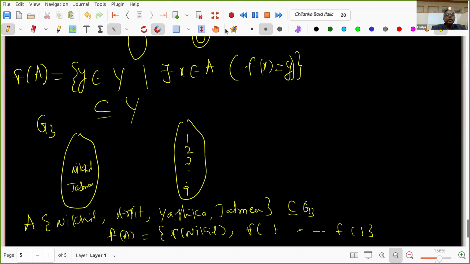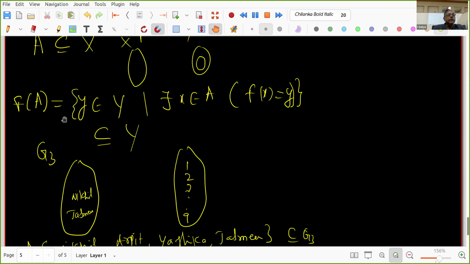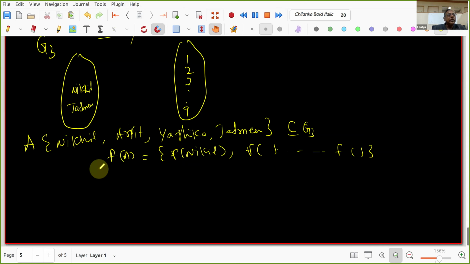Time is up, so I cannot write more. But f of Nickel is where Nickel is mapped to, you know that. So that number will come here. So this is a subset of Y, right? So how is it defined? The definition is already clear here. F of A is all those y such that these are here, right? So try to work it out properly, right?